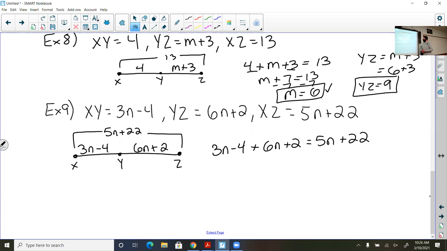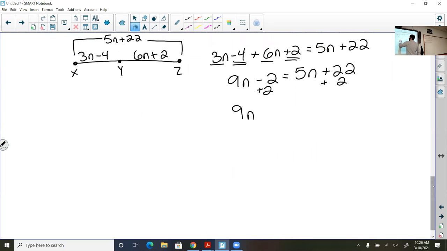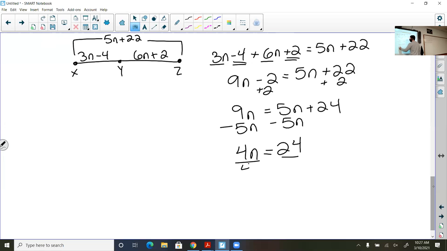So I'm going to start simplifying things. I'm going to simplify the left side first by combining all like terms. I have the 3n and the 6n that equal 9n. I have the negative 4 and the positive 2 that simplify to a negative 2, so 9n minus 2 equals 5n plus 22. Now I'm going to move my constants to one side and my variables to the other. So 9n equals 5n plus 24. Subtract 5n, subtract 5n. 4n equals 24. Last step, n equals 6.